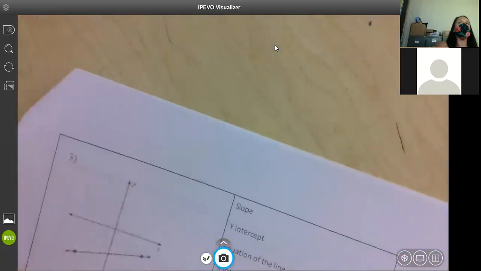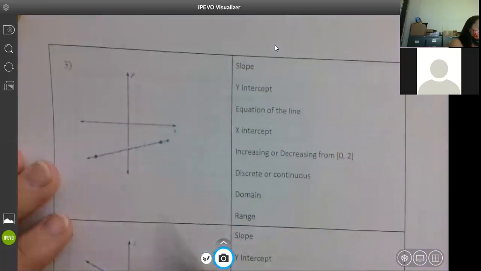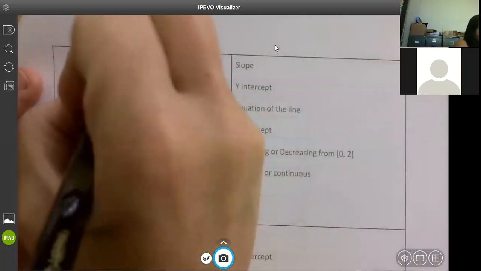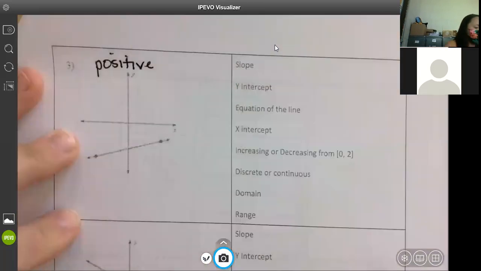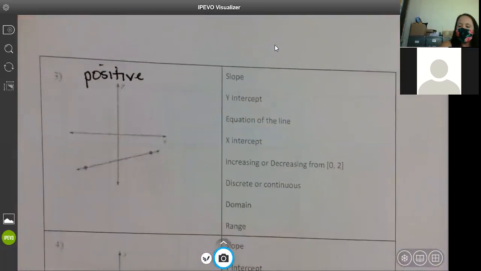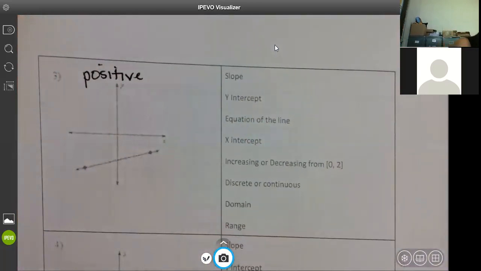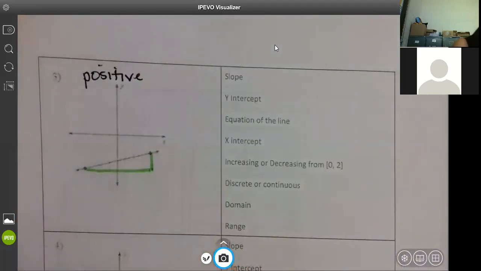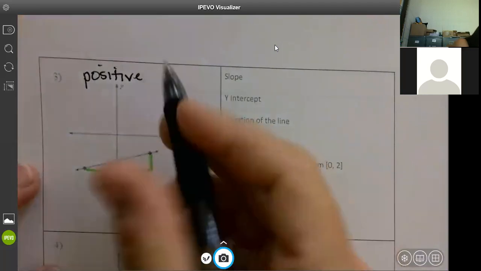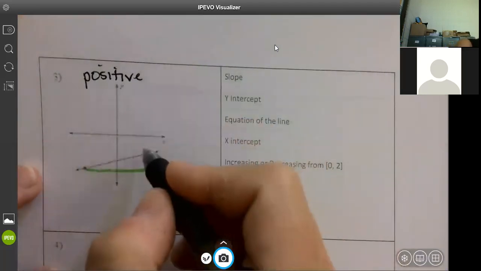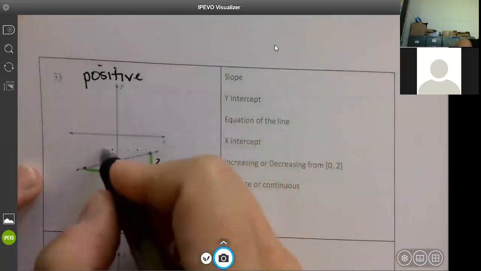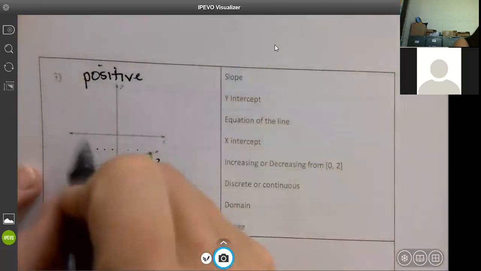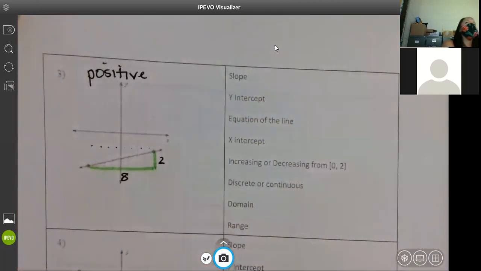I want to do it with a positive graph. This is the only positive graph that we have here. How do you know it's positive? It's going up. All right. So we're going to count our boxes. Looks like 2 and 8. We're going to say it's 2 and 8. How about that?